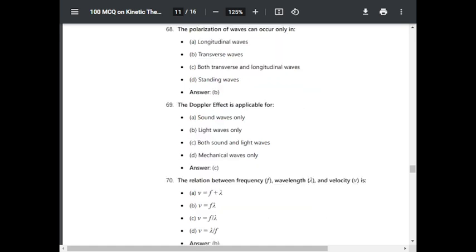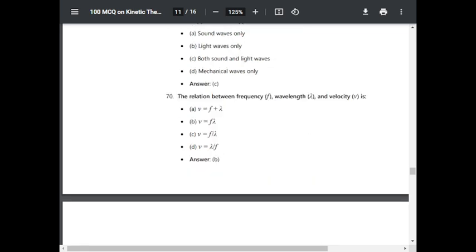Question number 69. The Doppler effect is applicable for option A, sound waves, option B, light waves, option C, both sound and light waves, option D, mechanical waves only. The correct answer is C, both sound and light waves. The Doppler effect is applicable in both sound and light waves. Option C is correct.